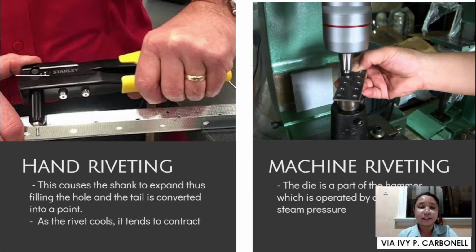Another method is hand riveting and machine riveting. Hand riveting causes the shank to expand, thus filling the hole, and the tail is converted into a point. As the rivet cools, it tends to contract, while machine riveting uses the die part of the hammer, which is operated by air, hydraulic, or steam pressure. So these are the examples and their differences.